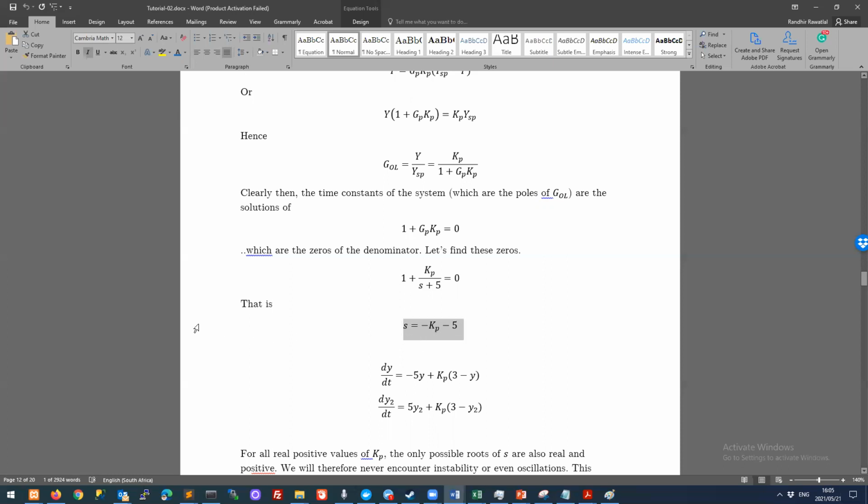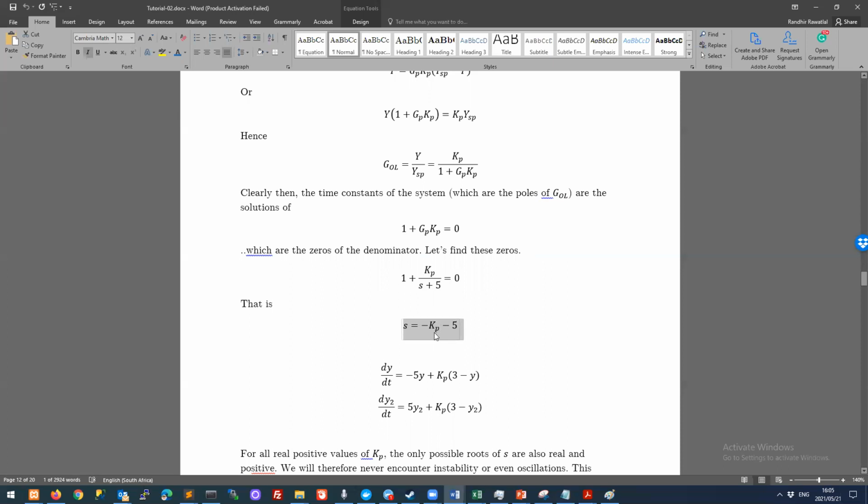So this is the root. This is the value of s that causes the denominator to go to 0. And if you think about this, this is our controller constant. Our controller constants, in a way, like we say for kinetic constants, are always positive. Our controller constants are also positive numbers. So Kp is always positive. So minus Kp is always negative.